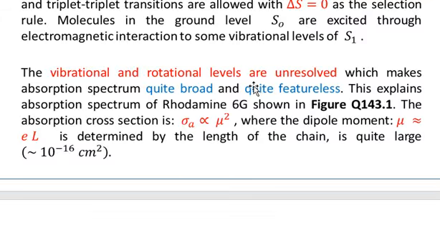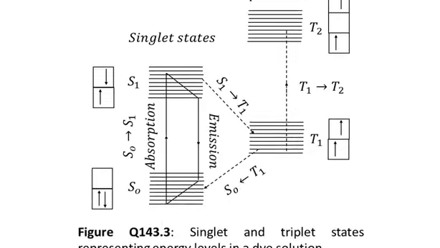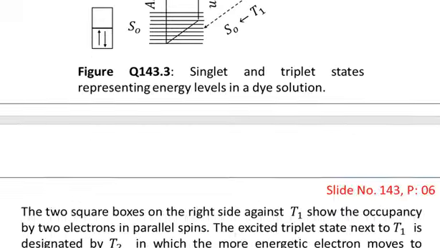The vibrational and the rotational levels are unresolved and make the absorption spectrum quite broad and quite featureless. So you see that in the figure that I have shown over here, the vibrations are very well separated from each other, both in case of singlet states and in case of triplet states. But in reality, they are very close to each other, and it is hard to see the separation between the vibrational levels. And of course, it is not possible to see any separation between the rotational levels, although they exist between any two vibrational levels. So they are very close to each other.